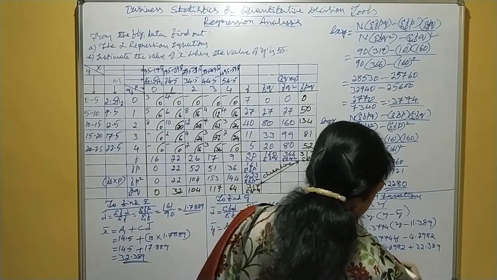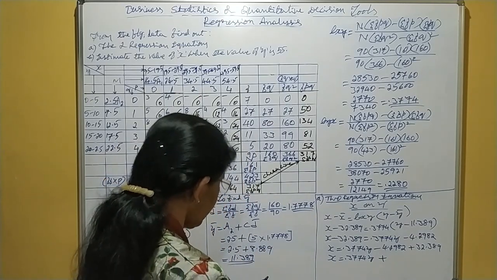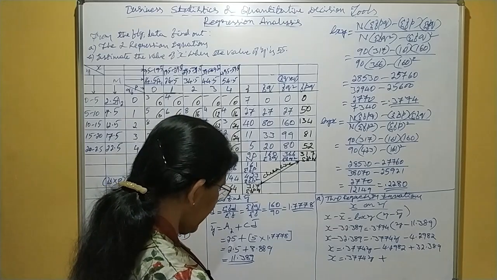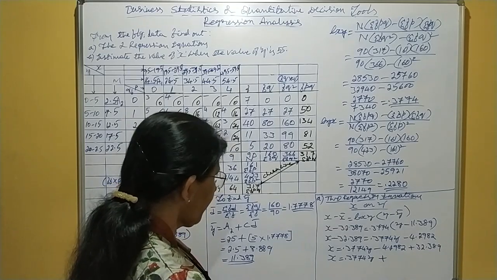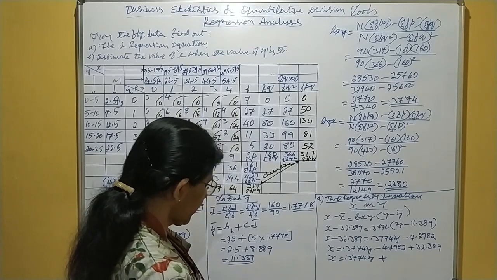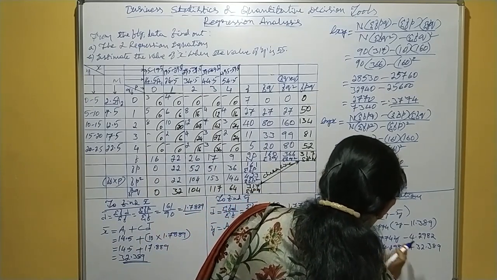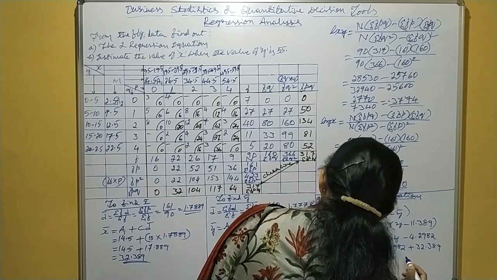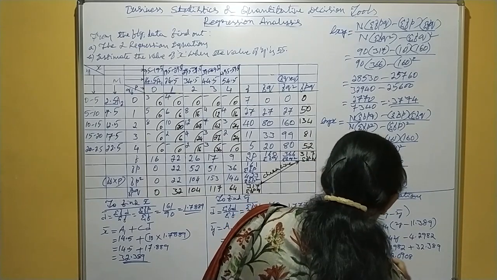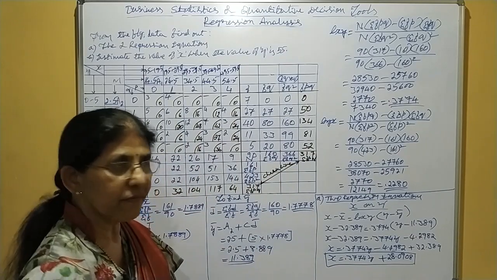You have to take the difference. The highest value's sign is plus. Okay. Now take the difference: 32.389 minus 4.2982. That is 28.0908. This is the regression equation of x on y.